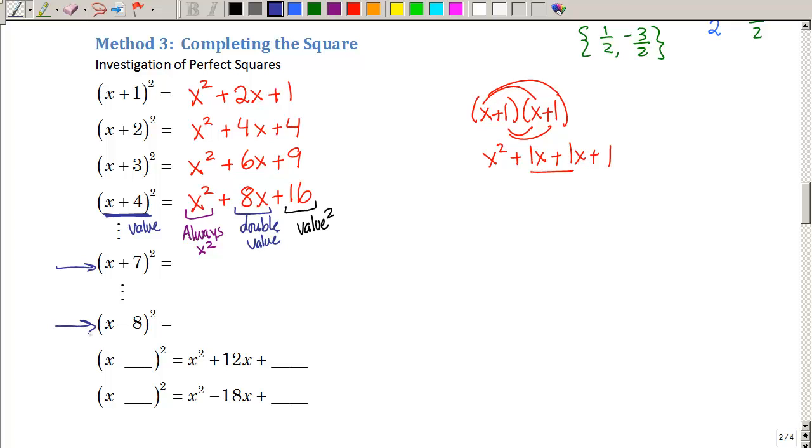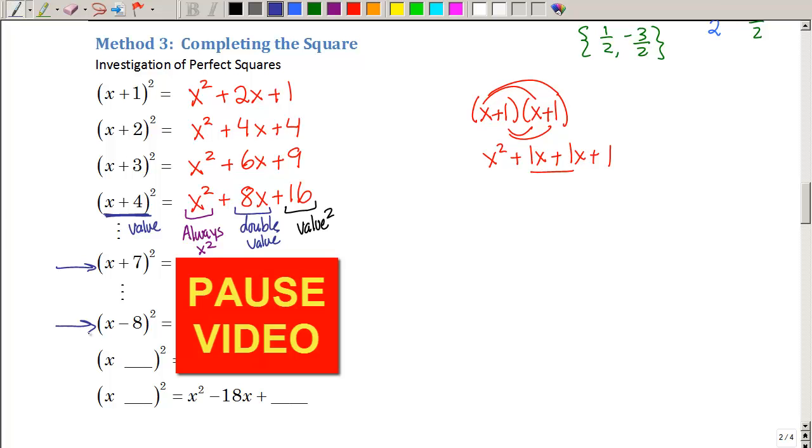So once you notice these patterns, I want you to try the next two on your own: (x + 7) squared and (x - 8) squared. Pause the video and see if you can work those out using the pattern yourself.